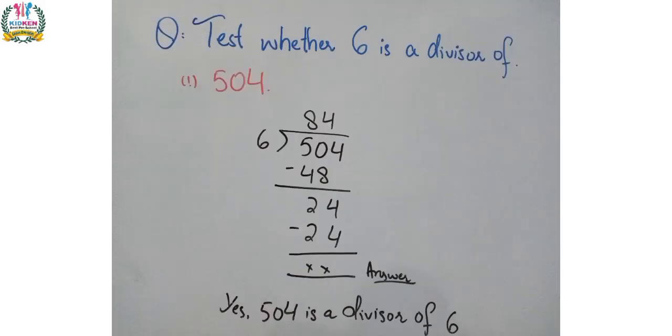Next question is test whether 6 is a divisor of a number. So simply you can write the value divided by 6. Our value is 504. So 504 divided by 6. 6 times 8 is 48. So we subtract 48 from 50. So we have answer 2, and the other digit is 4. So we have 6 times 4 is 24, and we subtract 24. Then our remainder is 0 and it is completely divisible by 6. So we can write yes, 6 is a divisor of 504.